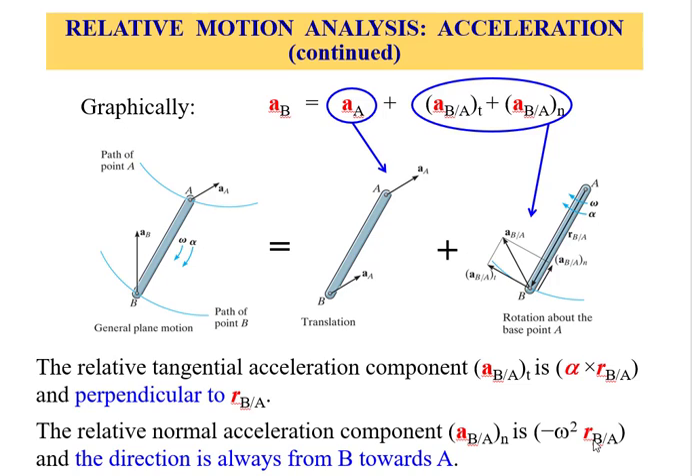And we keep the relative position of B with respect to A. So that gives you the second component, and it's always directed from B to A. It's important to understand the concept more than knowing the symbols, because symbols and names can change. Just know what it means.